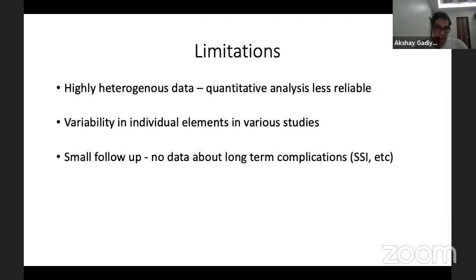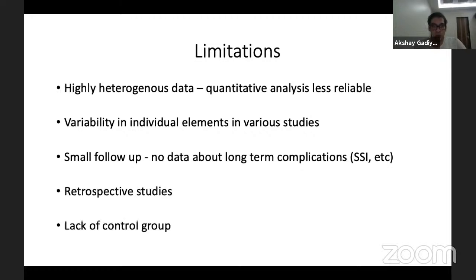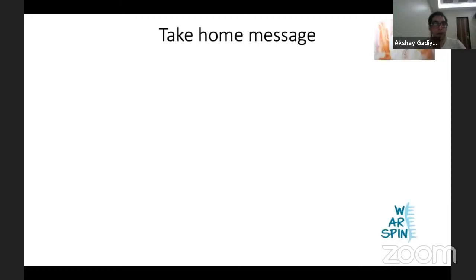Now, all of the studies had very small follow-up, and we don't know about long-term data, like what happened to patients after 9 months or after a year of surgery. What was the complication rate then? Whether there were any surgical site infections or cut out of metal work or anything else. And lastly, most of the studies were retrospective in nature and lacked a control group. So again, that also becomes a bit of an issue for performing a comparative analysis.